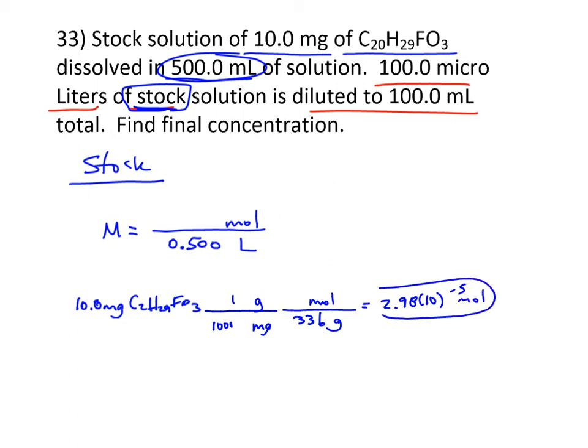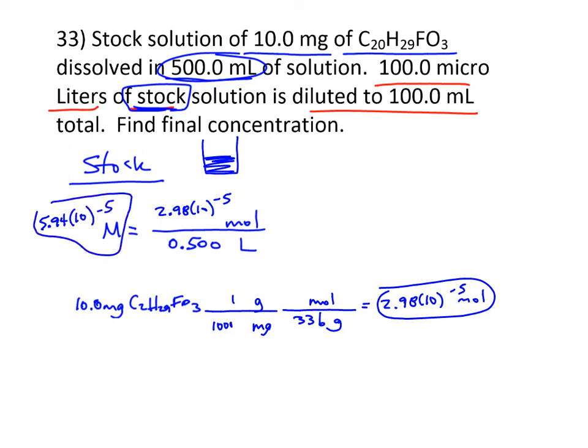So this moles goes up here, 2.98 times 10 to the minus fifth. All you're doing is getting the concentration of your stock solution right now. Okay, that's your stock solution. So when you get that concentration, it's 2.98 times 10 to the minus fifth divided by 0.5, which is 5.94 times 10 to the minus fifth molar. So that's the concentration of the stock. That's part one of the problem.